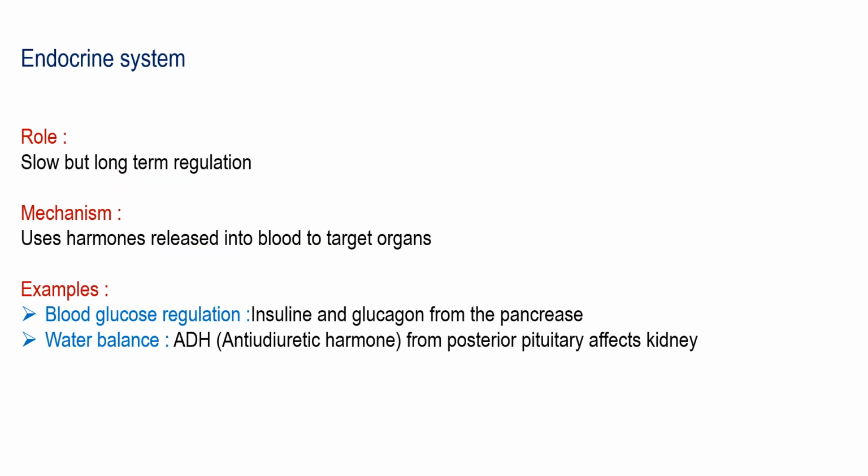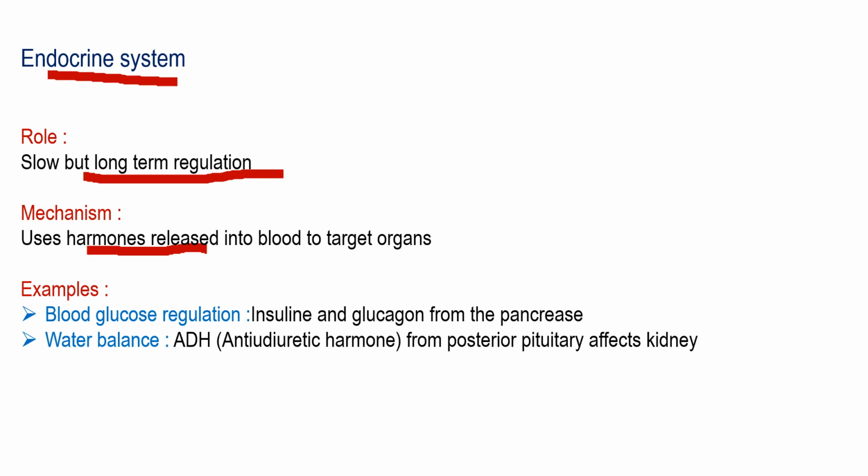Next system is endocrine system, and it gives slow but long-term regulation. What is the mechanism? Endocrine system works by using hormones that are secreted by different endocrine glands directly into blood, and targeted organs receive these hormones by blood circulation.